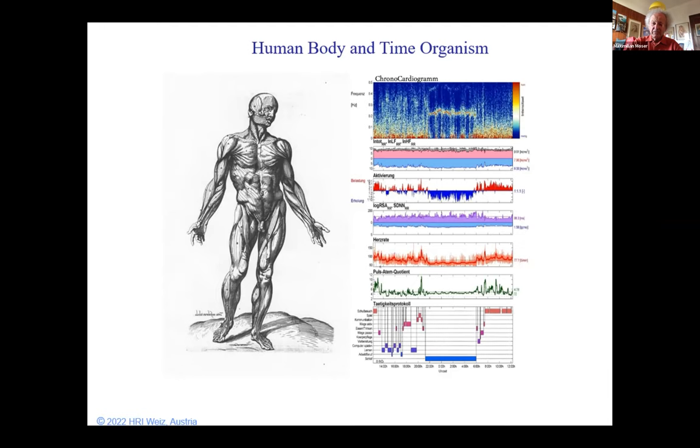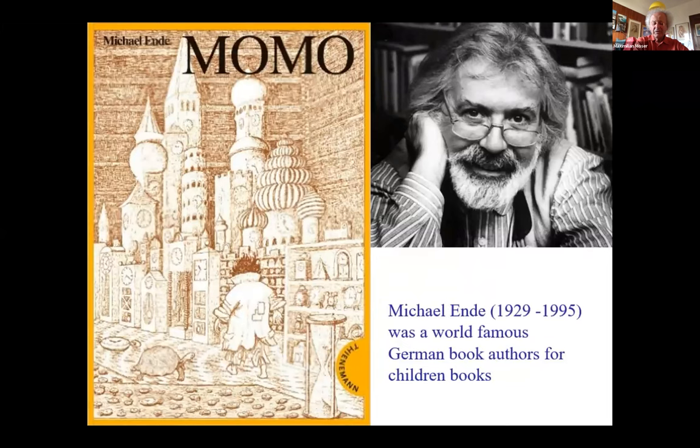Okay, now in the end, I would like to show you the resolution of the Momo miracle. Michael Ende was one of the world famous German book authors for children's books, but these books are actually not only for children, they are for adult people as well. And especially Momo, I think, is so very important for our understanding. And I will just tell you, for the people who are not familiar with Momo, what's the background.